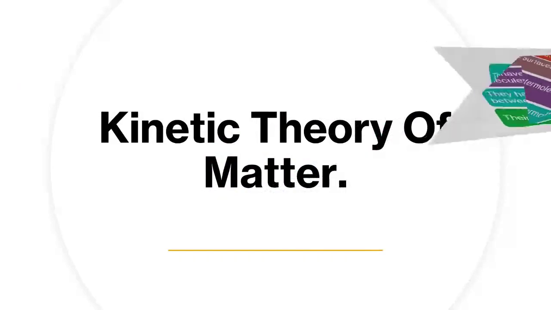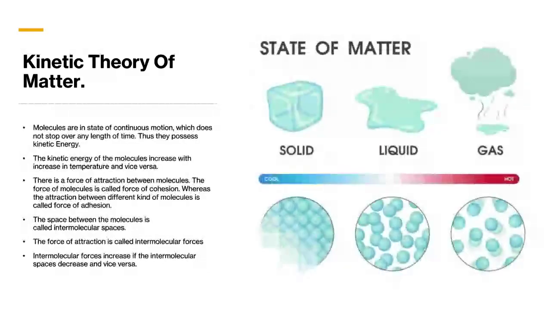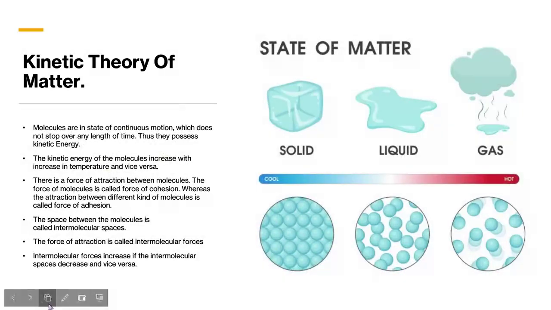The kinetic theory of matter. There are 6 points for the kinetic theory of matter. Molecules are in a state of continuous motion, which does not stop over any length of time. Thus, they possess kinetic energy.